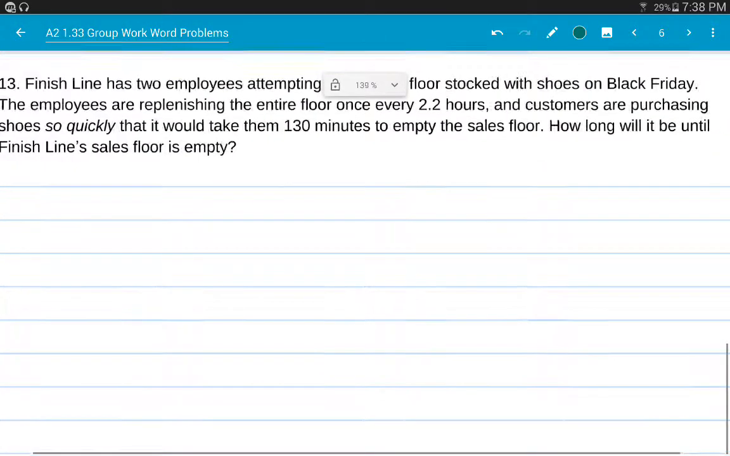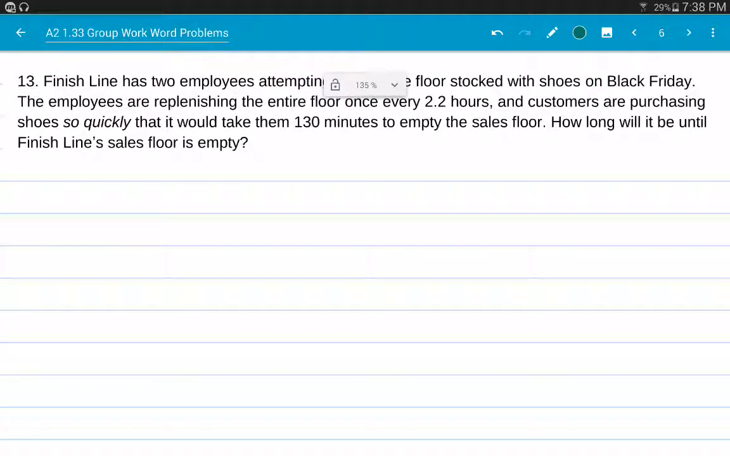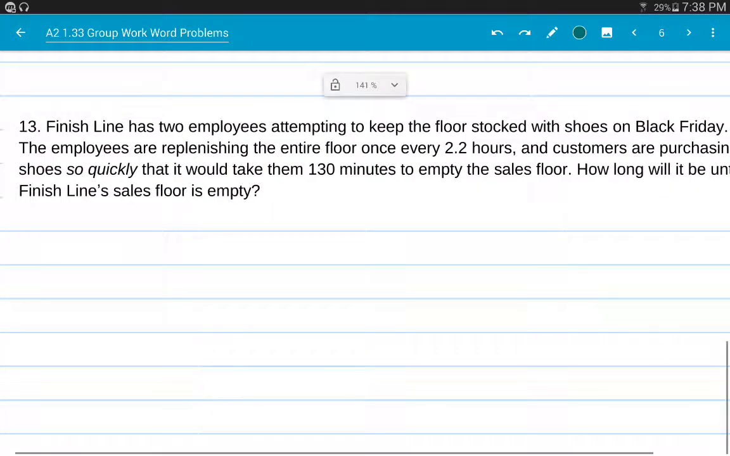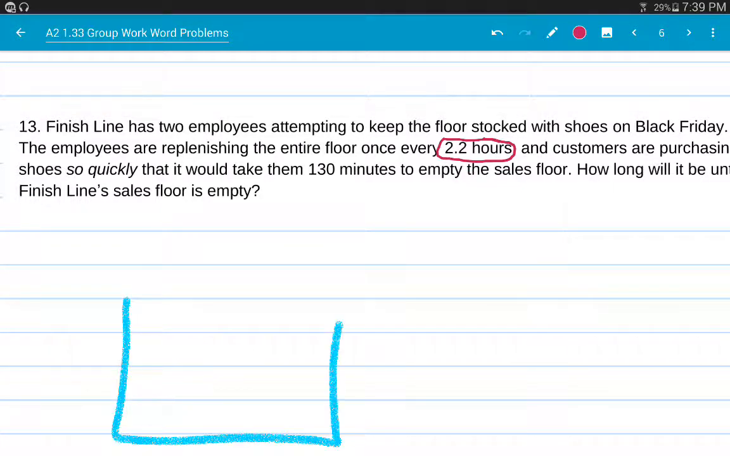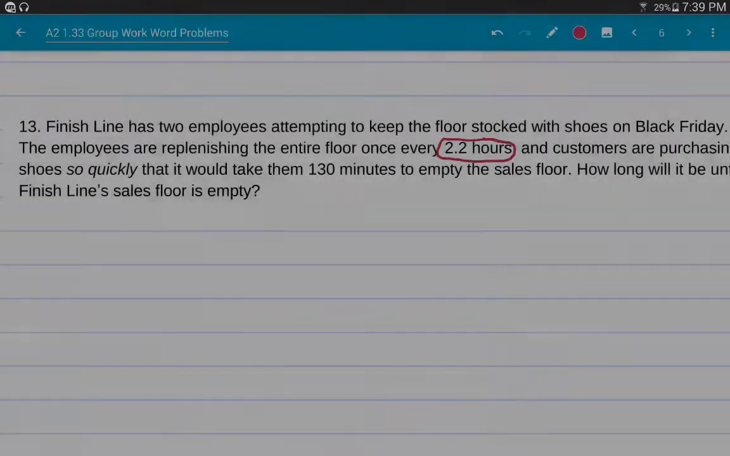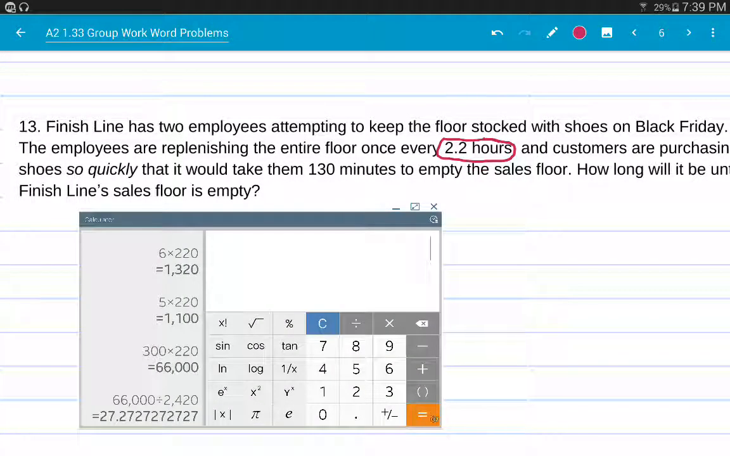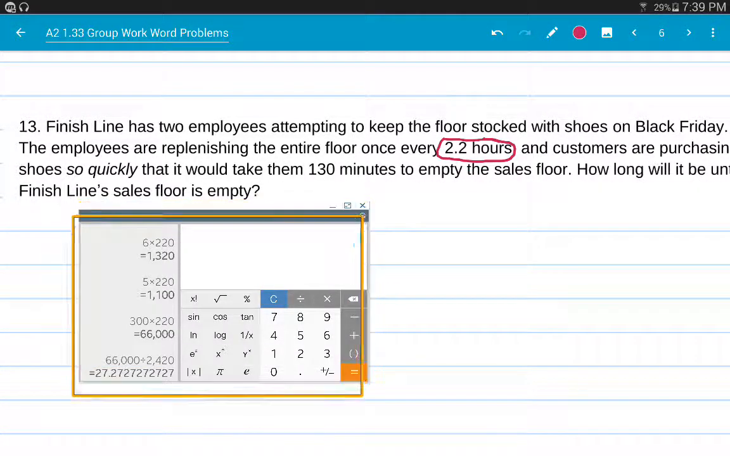Now, the first thing that I need to address here, thank goodness you have me, is that this is in hours and this is in minutes. I want them to all be in the same units. So what I'm going to do is convert this. And I'll bring up my calculator to show you how. Okay, 2.2 hours. Well, there are 60 minutes in an hour. So I'm going to do 2.2 times 60. That should tell me how many minutes it is.